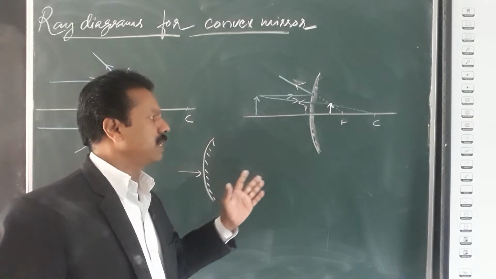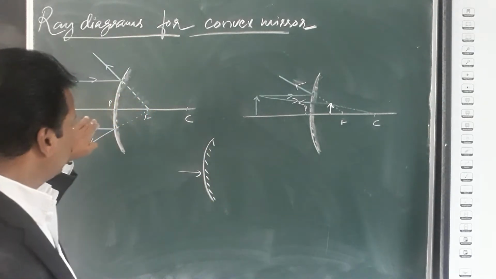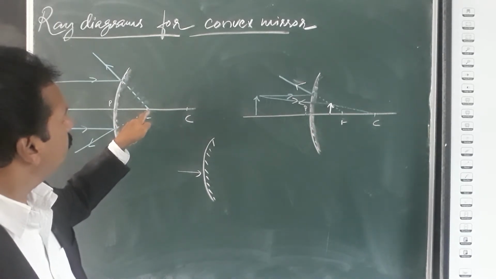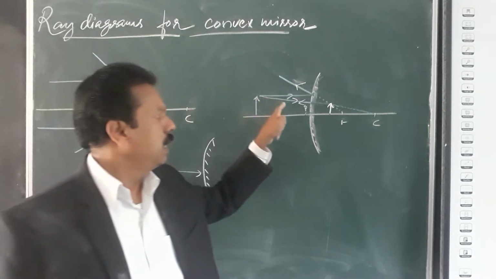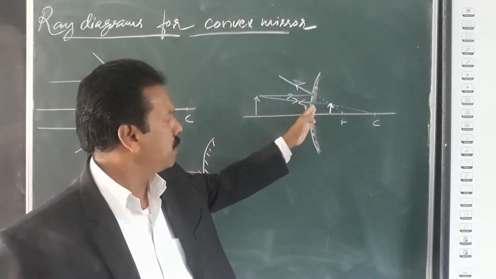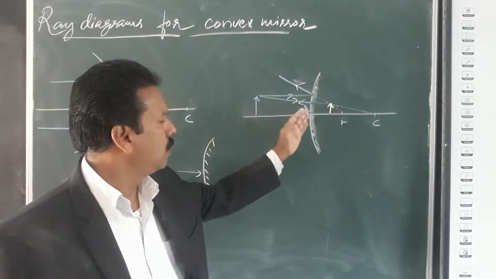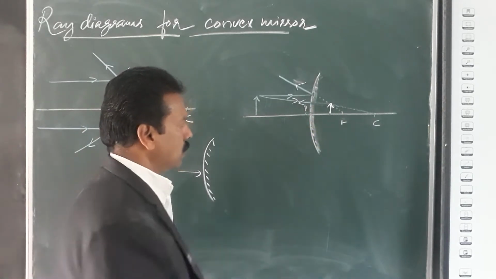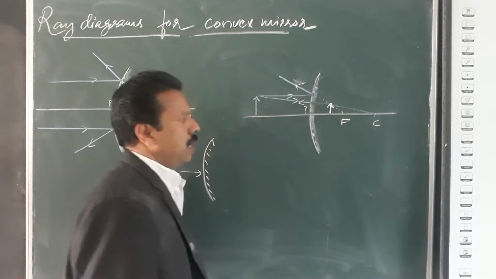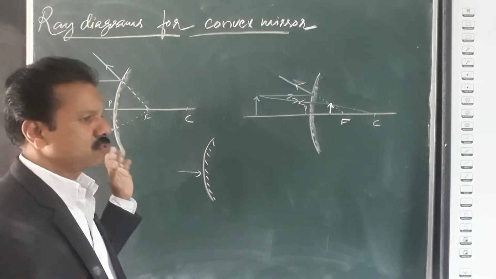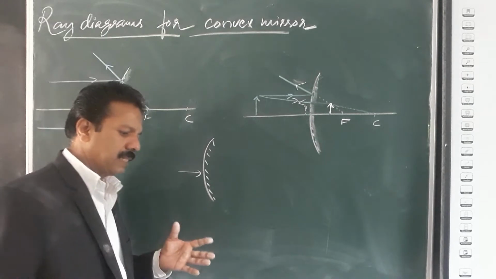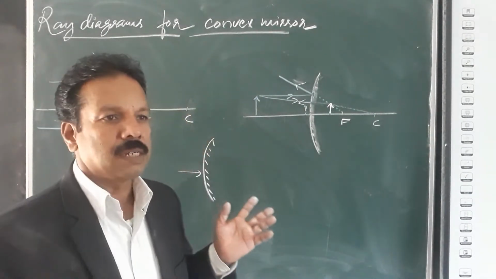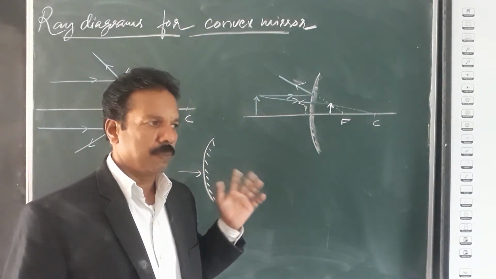In a convex mirror, the image may be formed in only two cases. If the object is at infinity, the image is at the principal focus. If the object is anywhere between infinity and the pole, then the image is between the pole and the principal focus. Only two cases. And these convex mirrors are so important. They are used as rear view mirrors in vehicles. They give a wider field of view of the objects.